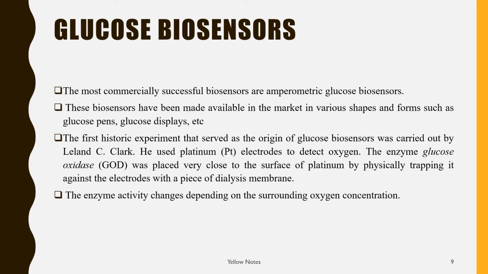He used platinum electrodes to detect oxygen. The enzyme glucose oxidase was placed very close to the surface of the platinum by physically trapping it against the electrodes with a piece of dialysis membrane. The enzyme activity changes depending on the surrounding oxygen concentration.